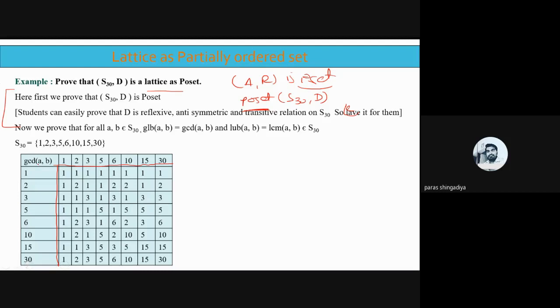And first we'll check the GCD of all such pairs. So how can we check all such possibilities? Consider the first entry 1 here and make it a pair with all values included in each column: 1, 2, 3, 5, 6, 10, 15, 30. So first make the pair 1, 1. Clear? Consider the first element of the first row and make it a pair with each entry in each column. So 1, 1, then 1, 2, 1, 3, 1, 5, and so on.